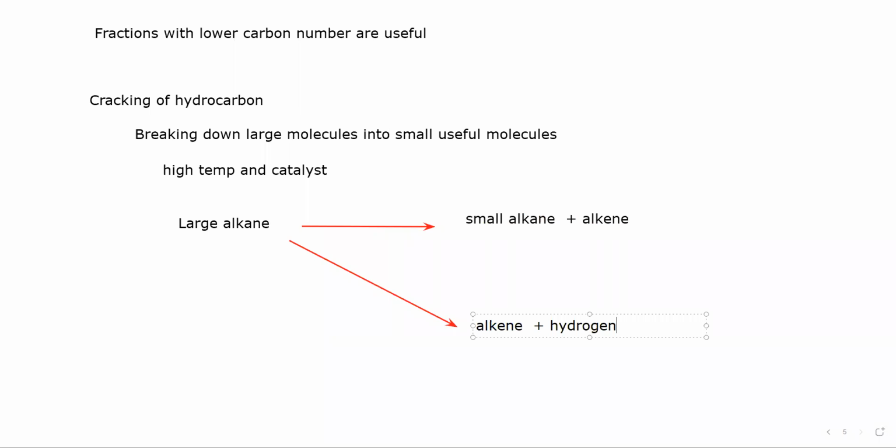From the name, you can understand the term cracking means breaking. So when you crack something, it means you're breaking. Breaking of the hydrocarbon into small and useful ones is known as cracking. If you have a large alkane, it can produce a small alkane and alkene, or it might produce alkene and hydrogen. But how will you identify whether a molecule is alkane or alkene?